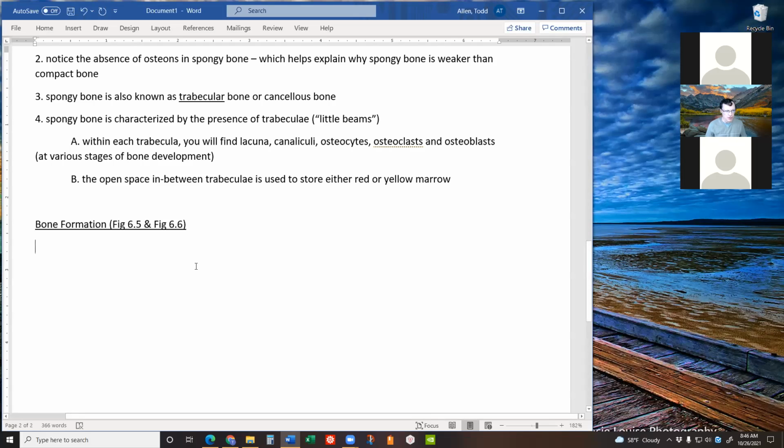All right, let me mention a couple talking points here. Bone formation from a formal perspective is also known as ossification or osteogenesis.